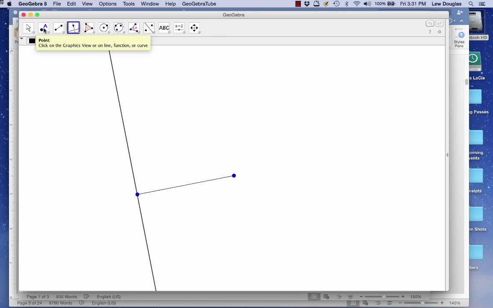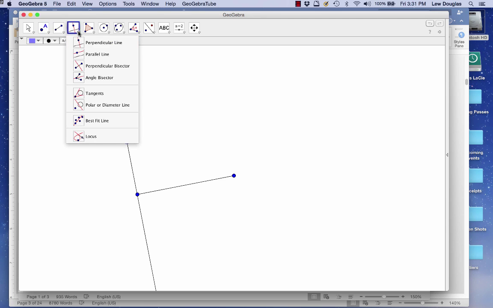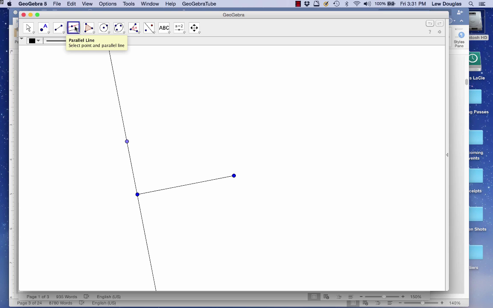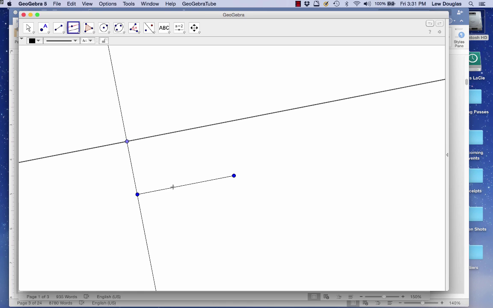Now I want to select a point on that line, say here. And then the next thing I want to do, now there are lots of ways to do it from here. You can make a parallel or a perpendicular. Let's practice the parallel line tool. So I'm going to go here for parallel line. I have to select a point and a parallel line. So I'm going to select this point and this line. And then I'm going to select this point and this line.